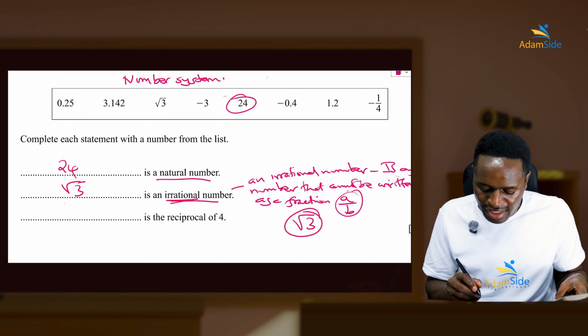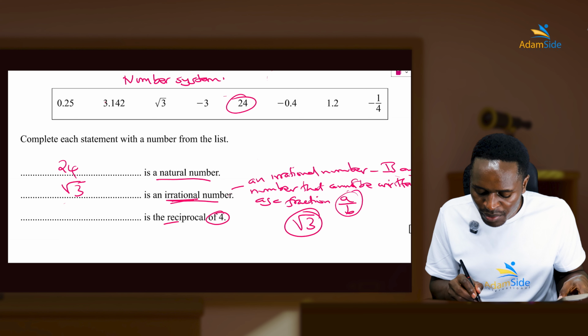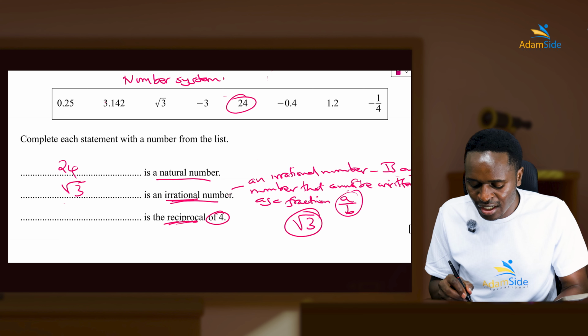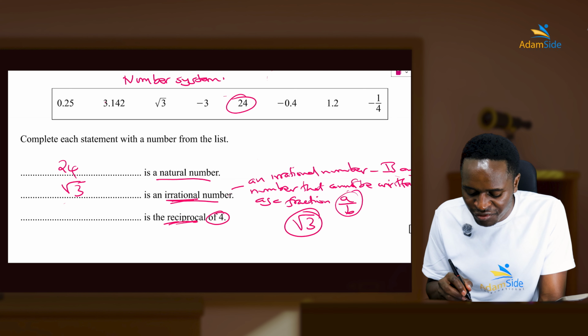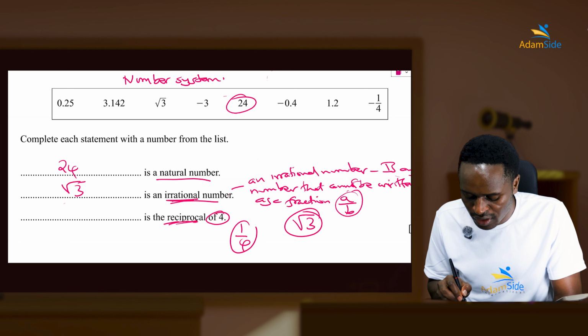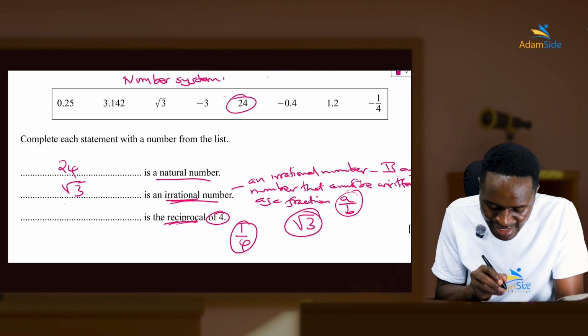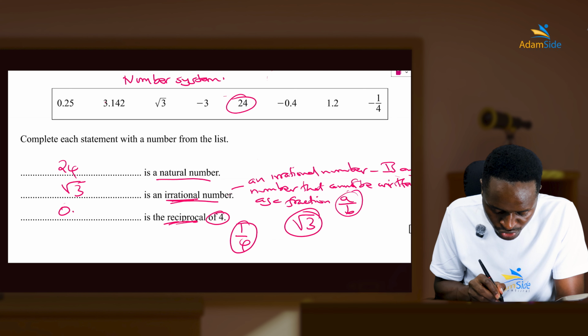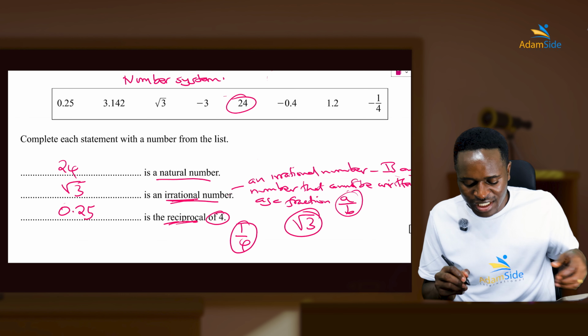Then the reciprocal of 4. The term reciprocal means the opposite of 4, the fraction of this number. The fraction of 4 is 1 over 4. So 1 over 4 in decimal is 0.25. And you get your answer.